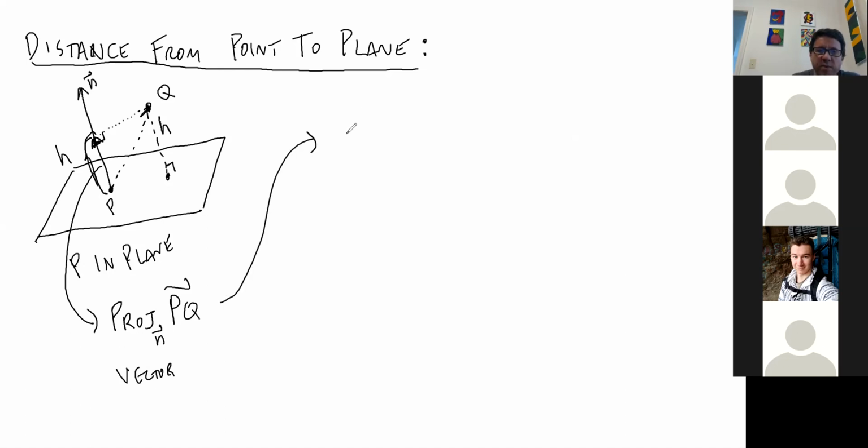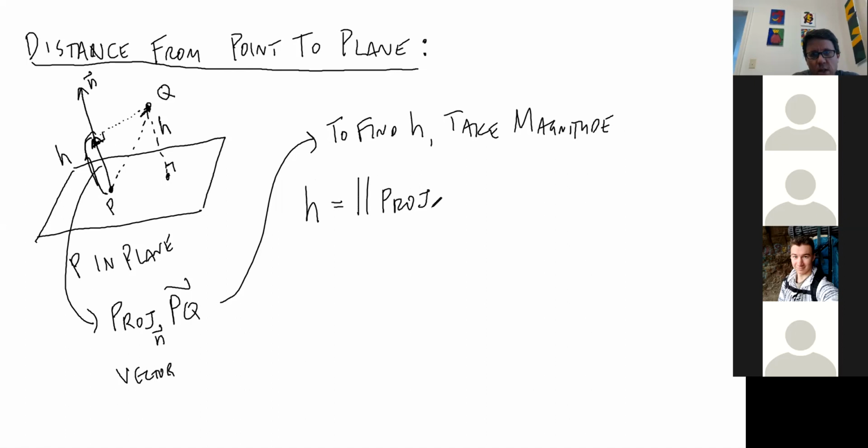So if I want to find H, I take the magnitude, take the length. H would be equal to the length of the projection vector of PQ down onto N. You're like, I've got to go back to section 3, find the projection vector, go through all that mess, then find the length of that. That's technically true, but there's a little bit of algebra we can do here. So algebra magic. I'll just wave my hands, look over there, and then put the answer in. It turns out it's super nice. It condenses down to this.